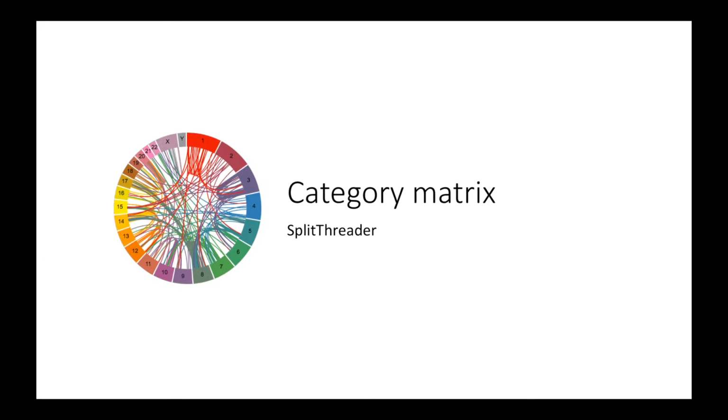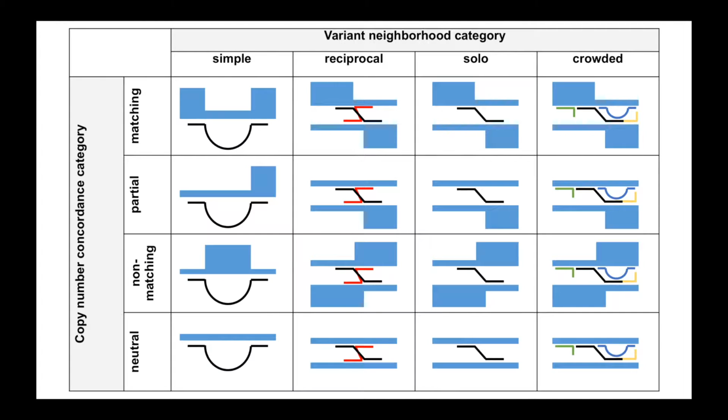And now let's take a closer look at the category matrix. This chart explains the variant neighborhood categories and the copy number concordance categories that SplitThreader finds. So the variant neighborhood categories are all based on where other variants are located relative to the one variant that we're currently focusing on. A simple variant is one where there are no other variants between the two breakpoints.